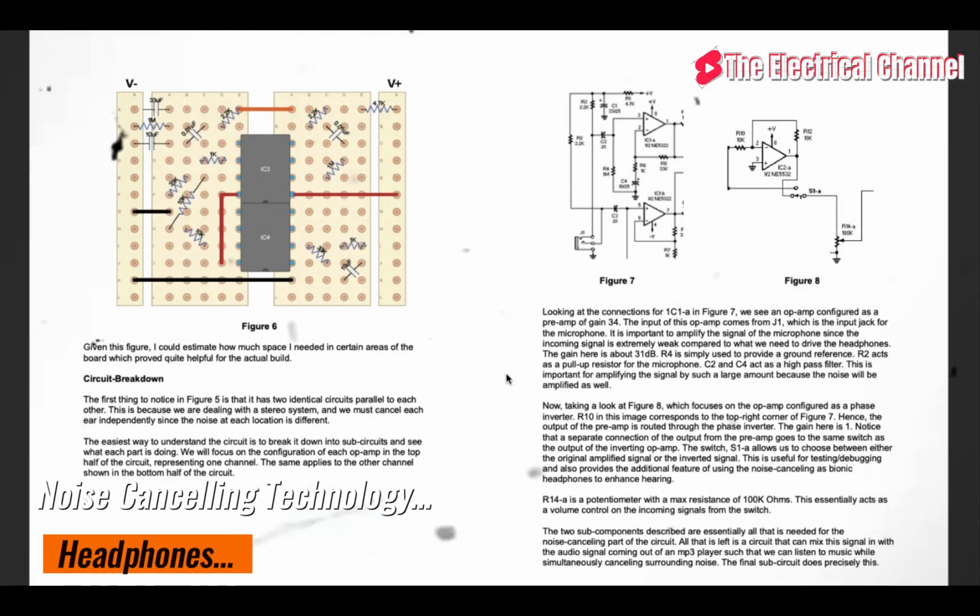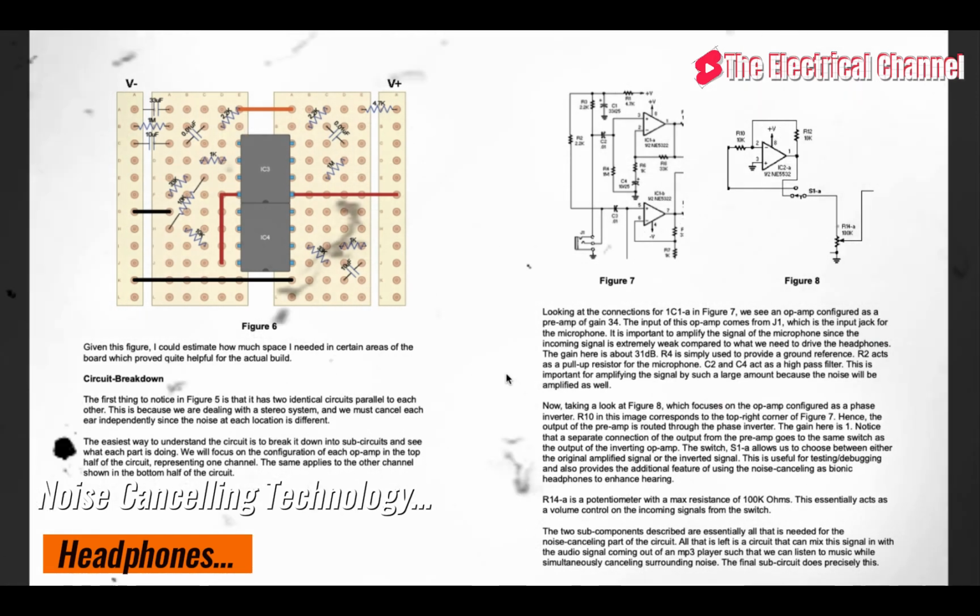Notice that a separate connection of the output from the preamp goes to the same switch as the output of the converter op-amp. The switch S1-A allows us to choose between either the original amplifier signal or the inverter signal. This is used for testing, debugging, and also provides the additional feature of using noise cancelling as bionic headphones to enhance hearing.